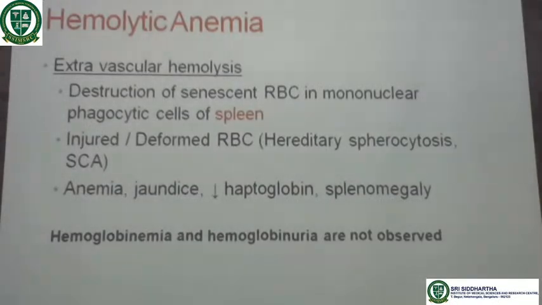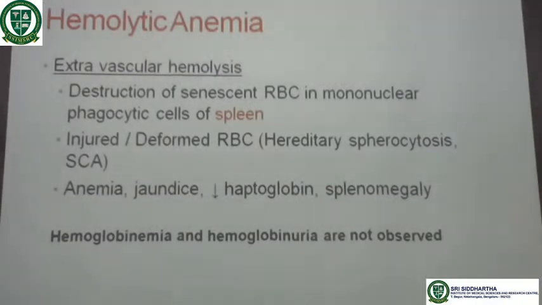What do you mean by extravascular hemolysis? It is destruction of senescent, fragile RBCs in the mononuclear phagocytic cells, which happens in the spleen. These are injured, deformed RBCs, in conditions like hereditary spherocytosis or sickle cell anemia, where the RBC cell wall is abnormal. The macrophages easily take up that cell for phagocytosis.